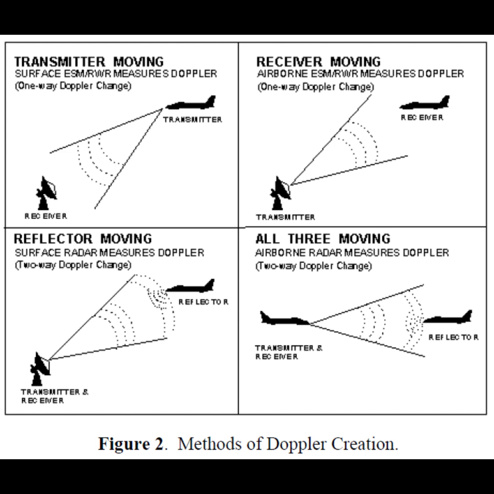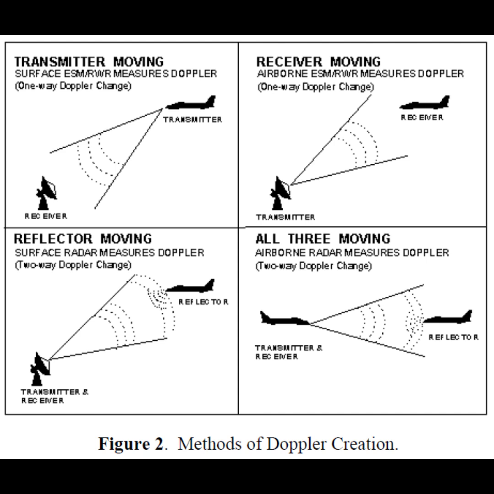Summary. Transmitter moving, top left: Doppler shift due to the movement of the transmitter, measured by a stationary receiver, one-way Doppler. Receiver moving, top right: Doppler shift due to the movement of the receiver, measured by the receiver itself, one-way Doppler. Reflector moving, bottom left: Doppler shift due to the movement of the reflector, measured by a stationary receiver, two-way Doppler. All three moving, bottom right: Doppler shift due to the movements of the transmitter, reflector, and receiver, measured by the receiver, two-way Doppler.